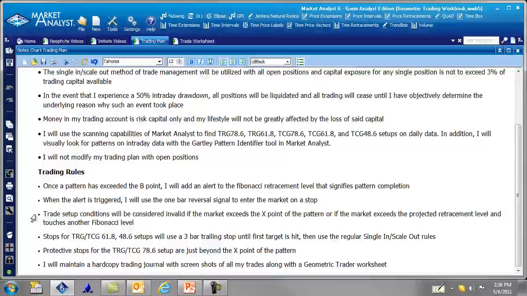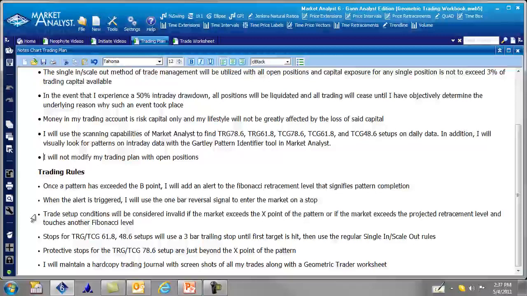But the other part here is, or if the market exceeds the projected retracement level and touches another Fibonacci level. What we're talking about there is, let's say we have a TCG 48.6 and the market touches 48.6. It looks like a valid trade setup, but now we're waiting for a 1-bar reversal. But the market keeps going and then it gets to 61.8 and we still haven't had a 1-bar reversal. If it touches 61.8, cancel the trade.